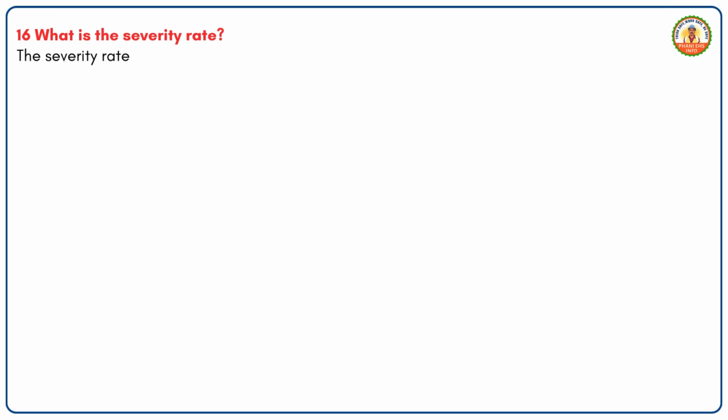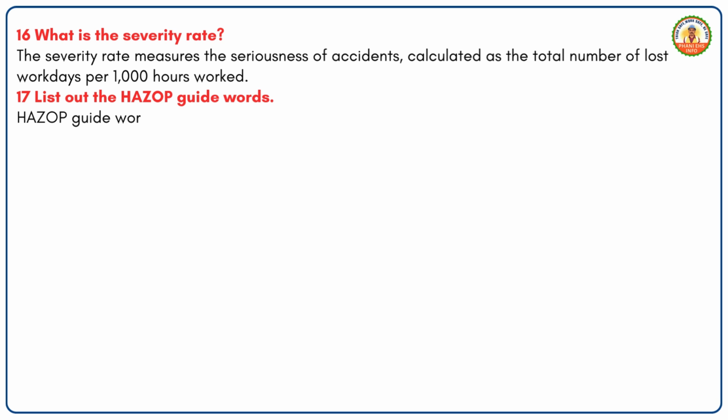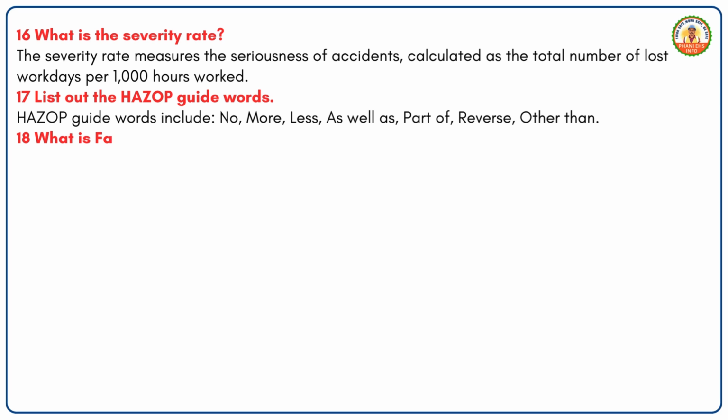16. What is the severity rate? The severity rate measures the seriousness of accidents, calculated as the total number of lost work days per 1,000 hours worked. 17. List out the HACCP guide words. HACCP guide words include no, more, less, as well as, part of, reverse, other than.